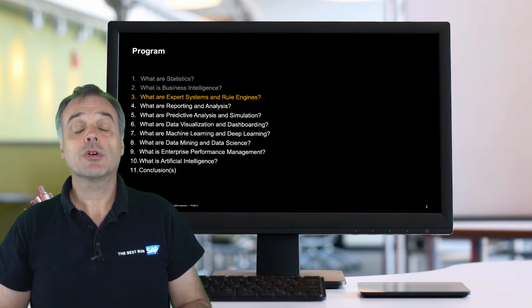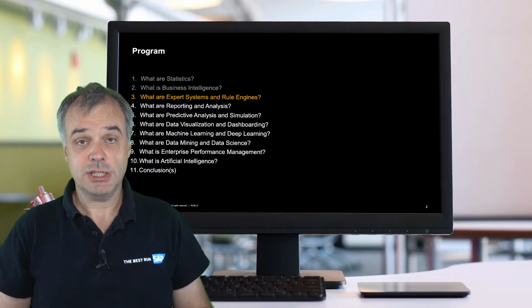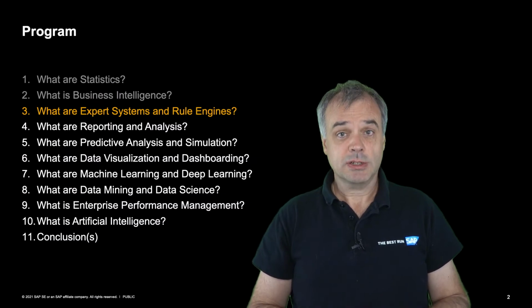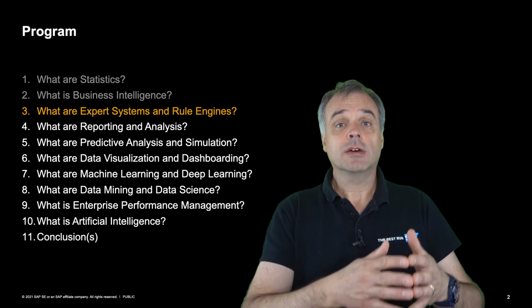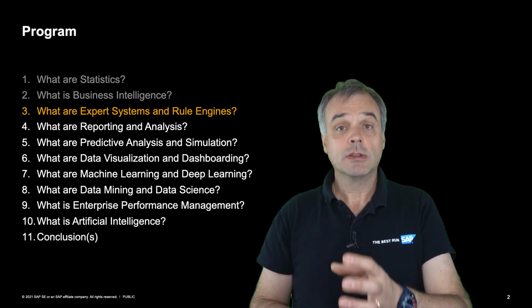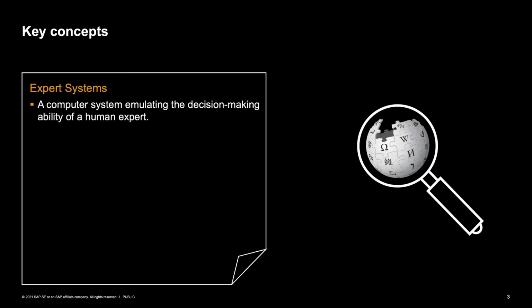Today, we are going to talk about expert systems and rule engines. Two very interesting topics in the machine-based decision support pillar. From Wikipedia, an expert system is a computer system emulating the decision-making ability of a human expert. Expert systems are designed to solve complex problems by reasoning through bodies of knowledge represented mainly as if-then rules rather than through conventional procedural code.